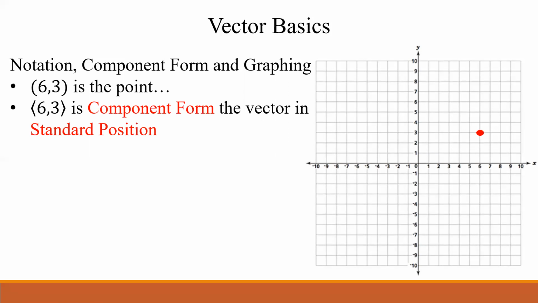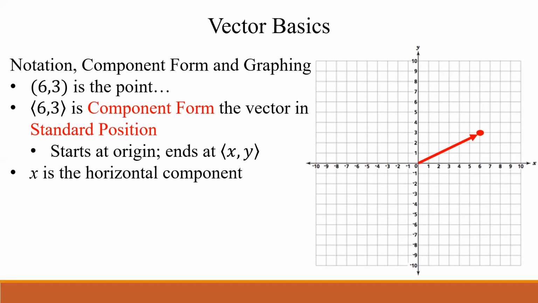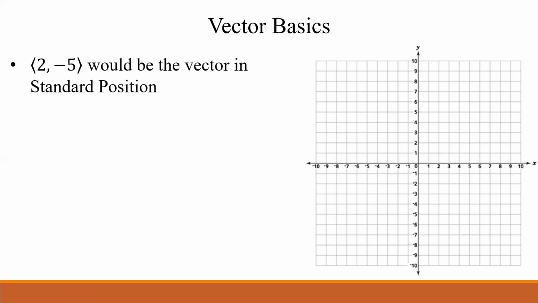And we call that in the standard position. And what does that mean? Well, that means that vector starts at the origin, always at the origin if it's in that component form. And then it ends at that point x, y. Okay, so we call x that horizontal component, that would be 6 in this case. And we would call y the vertical component, or 3 in this case. Okay, so it's just that notation and kind of understanding the difference between the point and the actual vector to that endpoint. So here's a second vector, just another quick example.